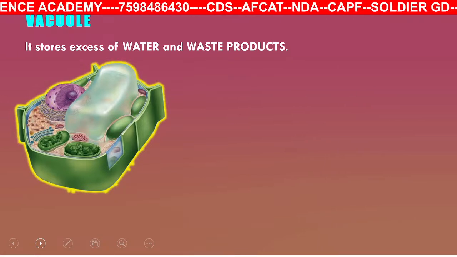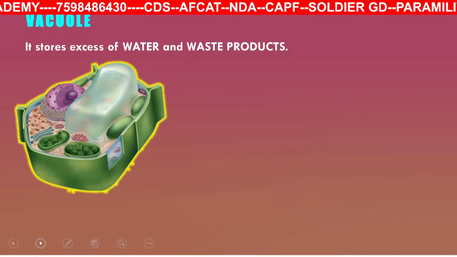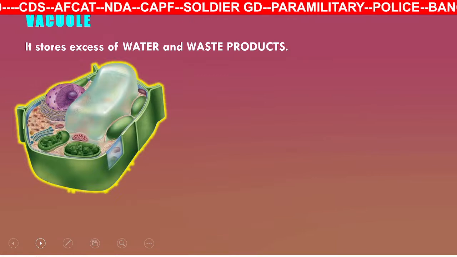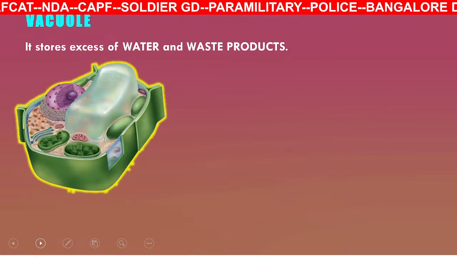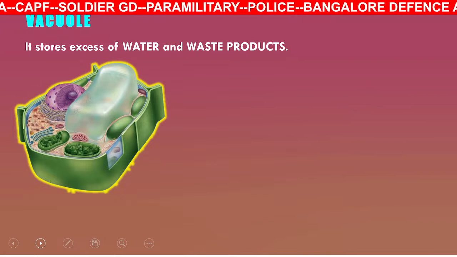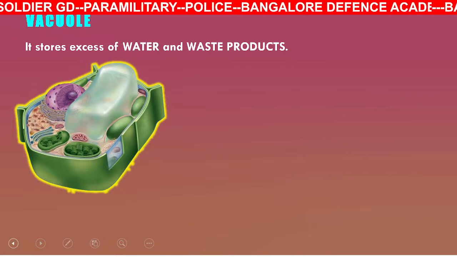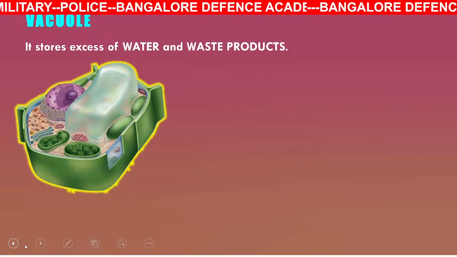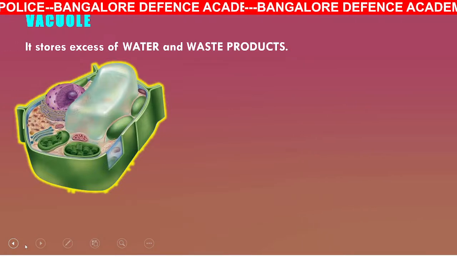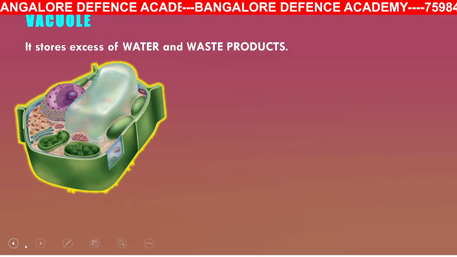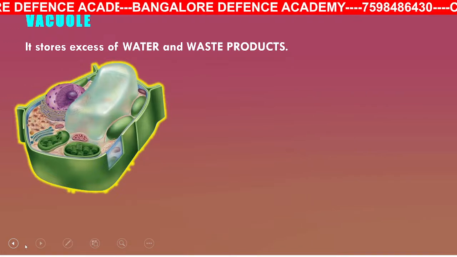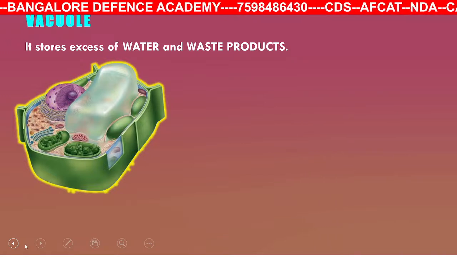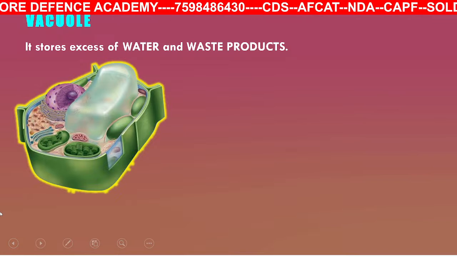So let us have a small revision. Okay, tell me, which among the following cells has a cell wall? Plant cell or animal cell? Plant cell. Okay, next. Which cell organelle is called the powerhouse of the cell? Mitochondria. Okay, in which cell is chloroplast absent? Chloroplast is absent in the animal cell. Why? It is a green pigment, and green pigment is present in the plant cell.